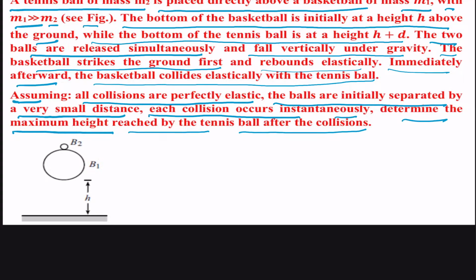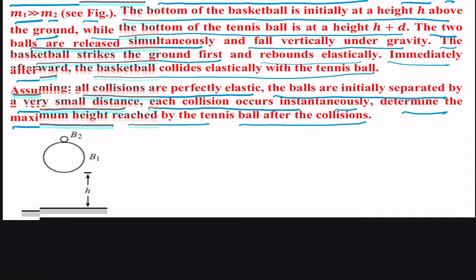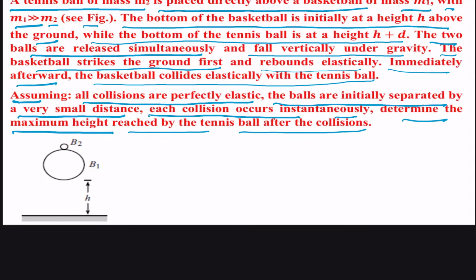So a basic figure is given to us. We have this ball B1, which is the basketball, and its mass is given as m1, and B2 is the tennis ball whose mass is given as m2.